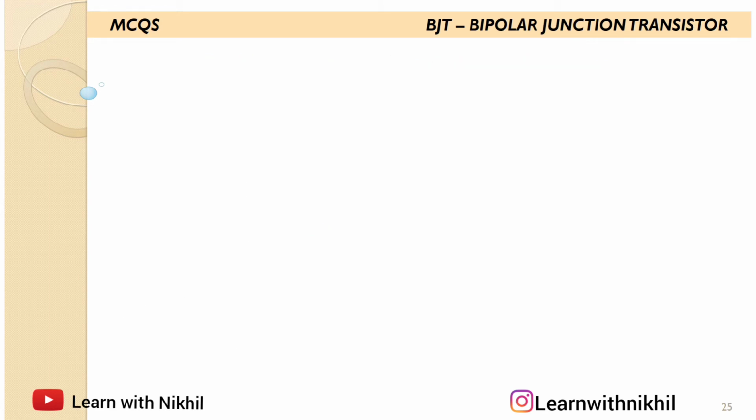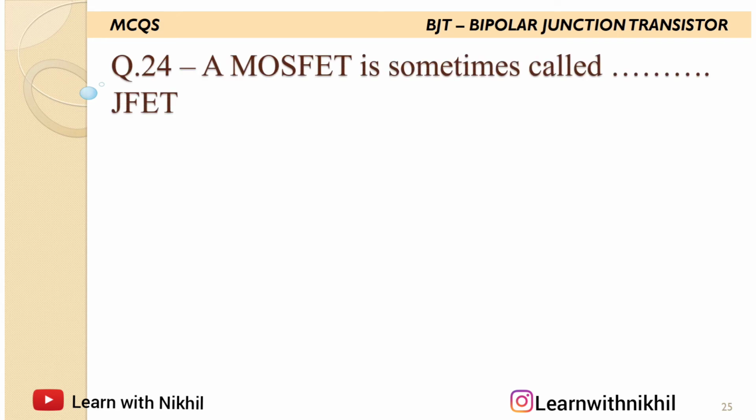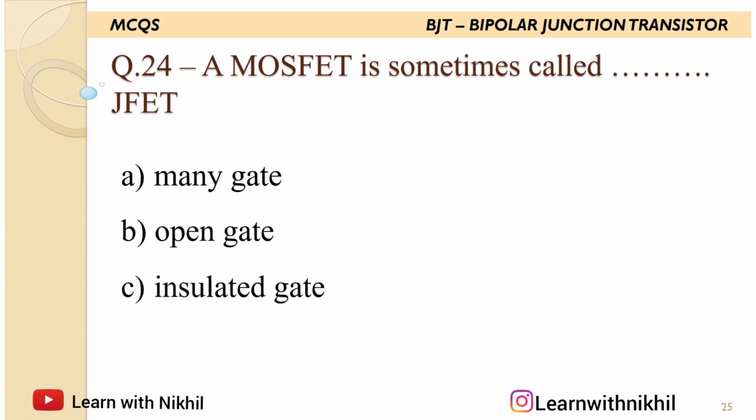Next question. A MOSFET is sometimes called as dash JFET. A. Many gate. B. Open gate. C. Insulated gate. Or D. Shorted gate. So this is the main difference between JFET and MOSFET, as MOSFET has insulated gate.